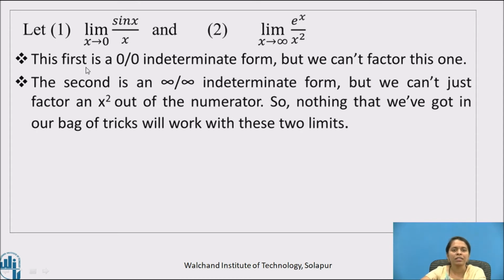So, the first is a 0 by 0 indeterminate form, but we can't factor this one, and the second is an infinity by infinity indeterminate form, but we can't just factor an x square out of the numerator. So nothing that we have got in our bag of tricks will work with these two limits.